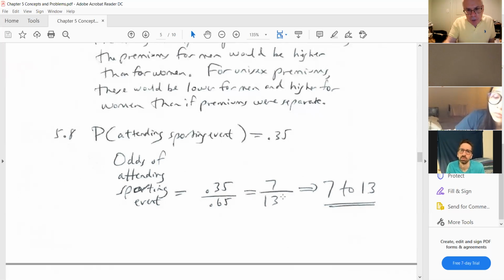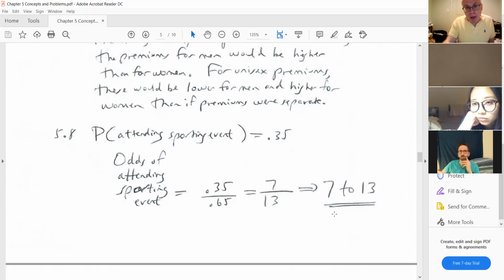And I hate to express it as a fraction because it really isn't a fraction, but basically the answer is going to be 7 to 13. So the odds of attending a sporting event is 7 to 13, because 0.35 divided by 0.65 is 7 divided by 13. So you would answer, and you always answer it this way, 7 to 13. Does it make sense? The odds would be 7 to 13.